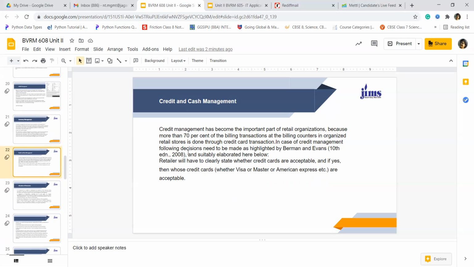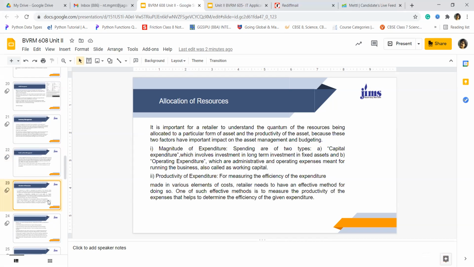In case of credit management, following decisions need to be made as highlighted by Berman and Evans and suitably elaborated here below. Retailer will have to clearly state whether credit cards are acceptable, and if yes, then whose credit cards, Visa card, MasterCard, or American Express are acceptable. This should be mentioned clearly in the retail stores, and schemes also to be made clear.